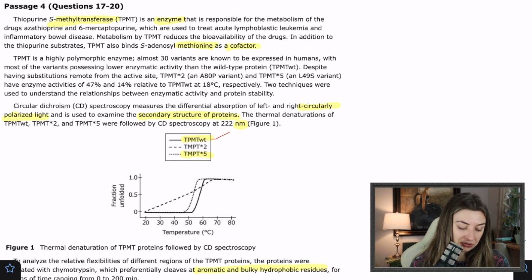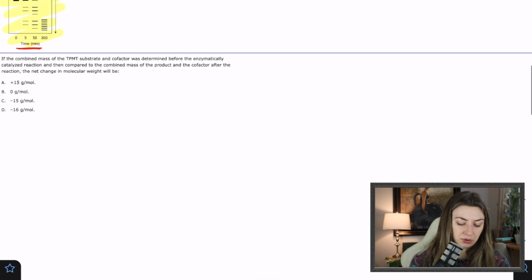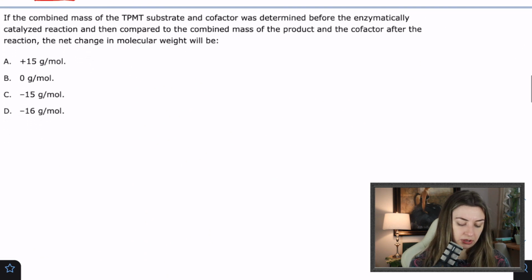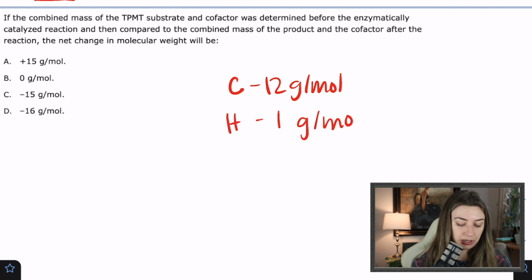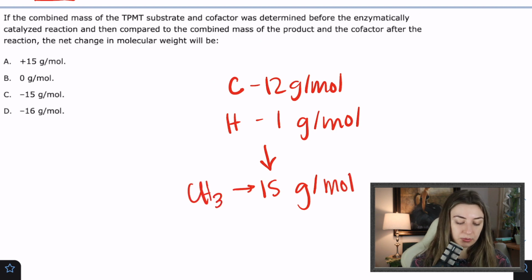So we were not really told in great detail, but okay, some things that we do know. It's a methyltransferase. It's transferring a methyl. It uses thiopurine substrates and this as a cofactor. Do we know the molecular weight of any of those things? No. I think where they're getting this 15 grams per mole is that's the molecular weight of a methyl group. Because carbon is 12, and then H is 1, and there's 3 of them. So that equals 15 grams per mole for a methyl group. So I think that's where they're trying to trip you up.